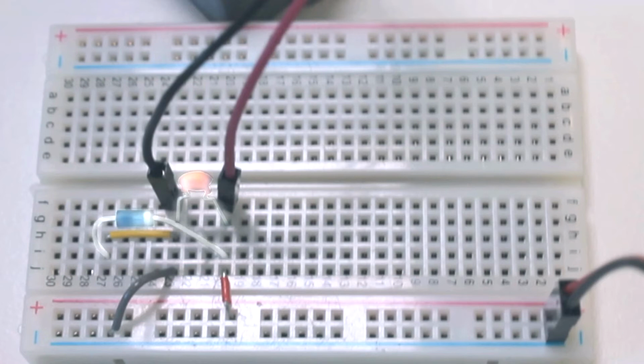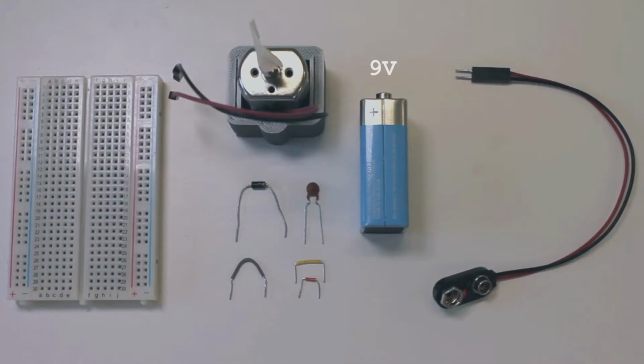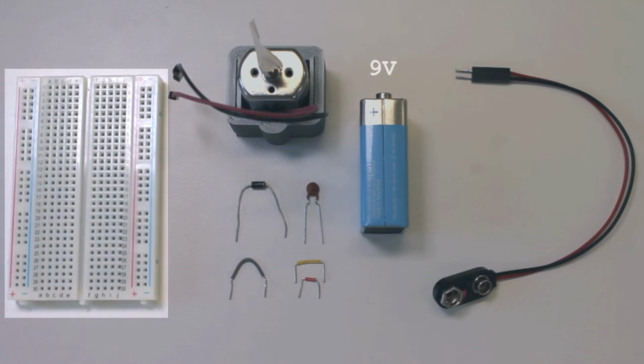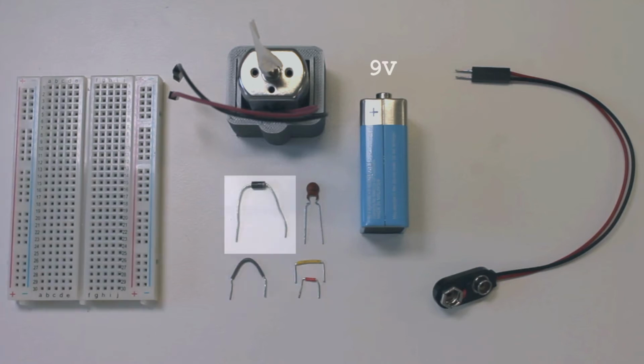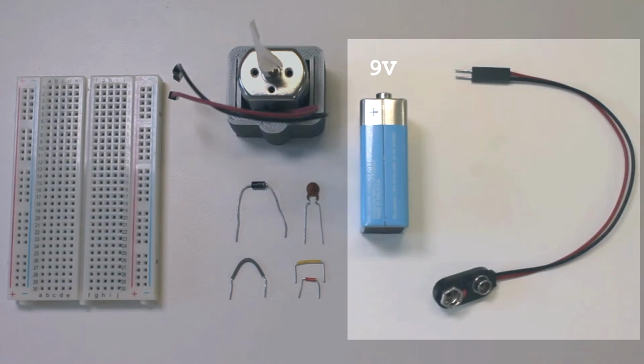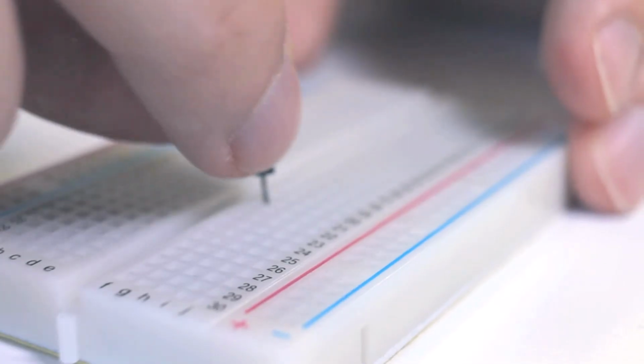We are now demonstrating an example circuit using a capacitor and diode as circuit protection when driving a DC motor. To follow along, you will need a breadboard, some hookup wires, a diode, a capacitor, a DC motor, and an external power supply. We are using a 9-volt battery.